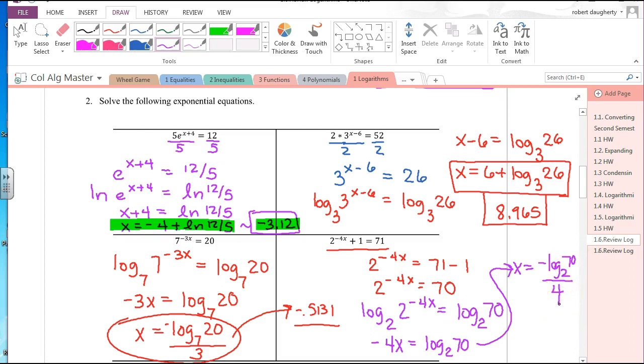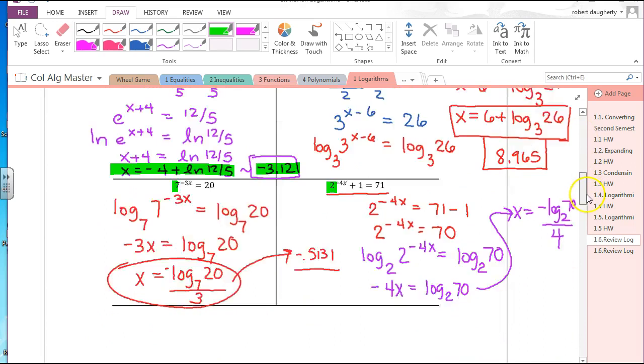So in all of these, your goal is to isolate the term that has the exponential. Look at your base. In this case, the base was e. The base was 3. The base was 7. The base was 2. And then I take the log of that base. So you see in the first one, log base e, log base 3, log base 7, log base 2. That allows us to simplify one side of the equation and solve for the exponent.